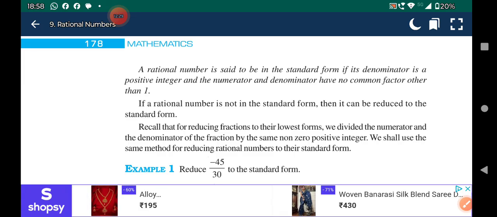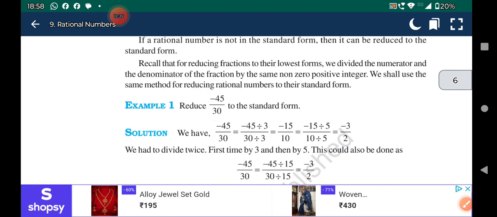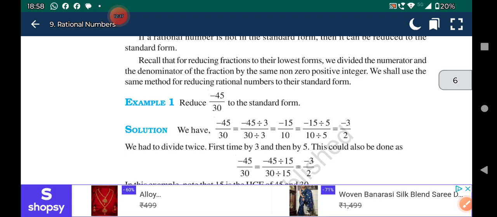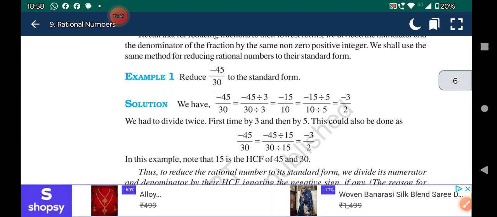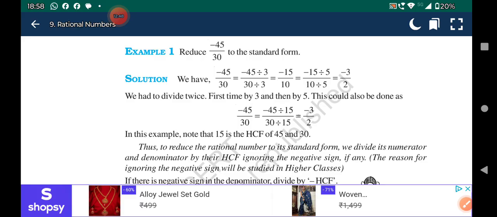Recall that for reducing fractions to the lowest forms, we divided the numerator and the denominator of the fraction by the same non-zero positive integer. We shall use the same method for reducing rational numbers to the standard form. Example 1: Reduce minus 45 by 30 to the standard form.